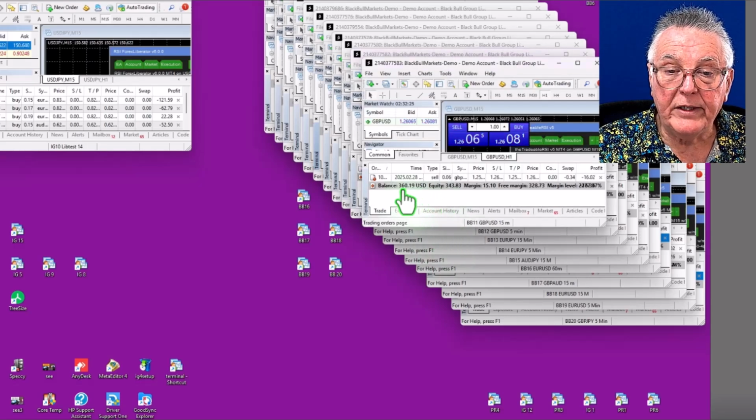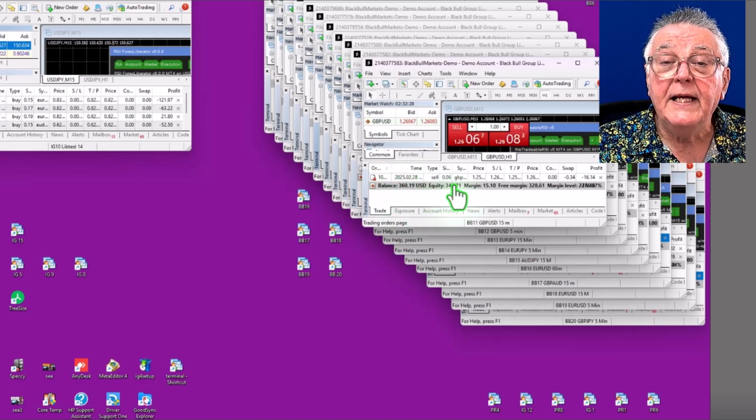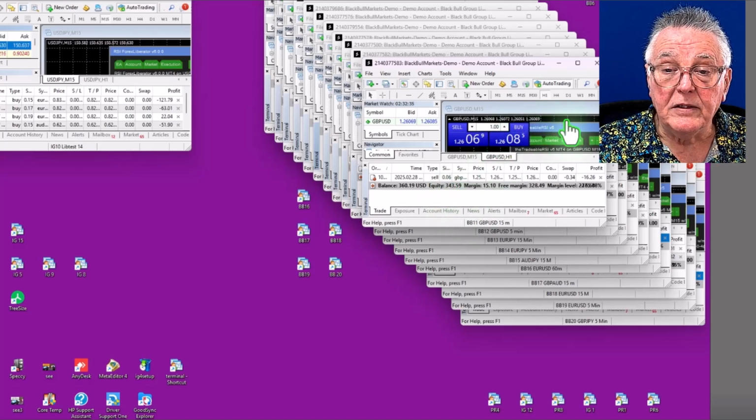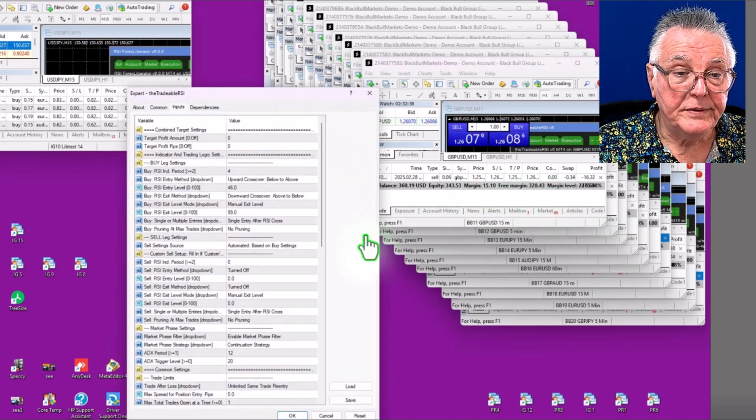Oh, here's one that really does need an adjustment. A 20% return on the account balance and a 15% return on equity. Definitely the lot sizing must be too big. Let's have a look.